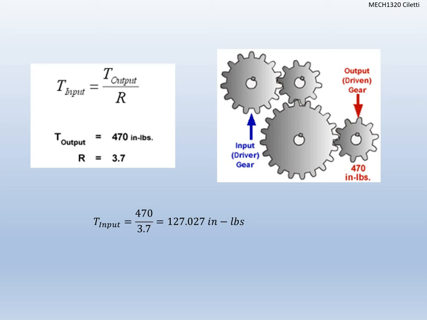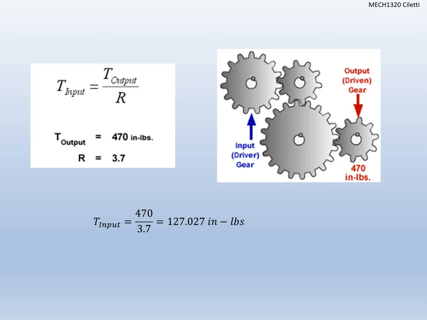Now, remember, we're either going to be multiplying or dividing by that ratio. It just needs to know if we understand we're going big to small or small to big in that sort of case, okay? So, looking at this problem here, if our output torque is 470, our input torque is only going to be 127.